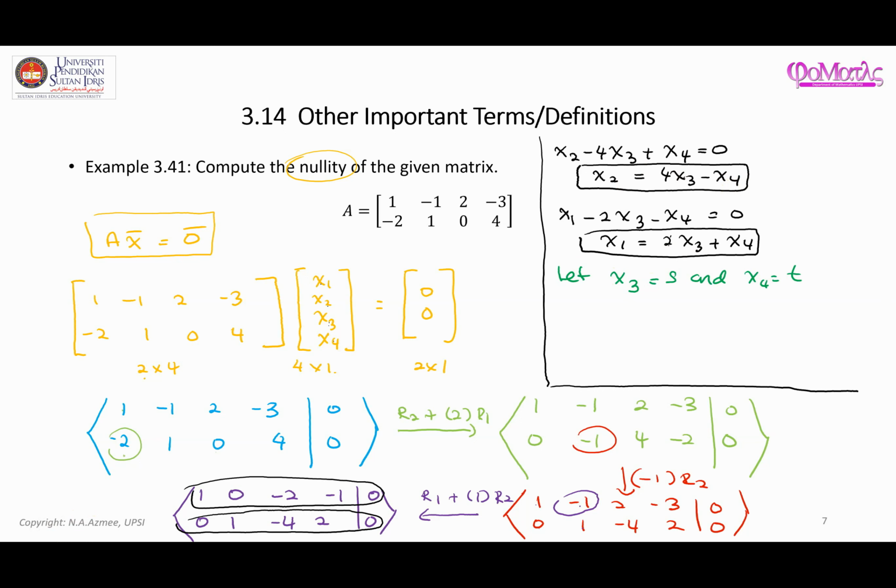You can just put any name, any variable, any alphabets that you like. In this case, I'm just putting it equal to s and t, where s and t can be any real number. Therefore, the value of x2 is going to be 4s minus t. Just substitute s and t accordingly. So 4s minus t, and x1 is going to be 2s plus t.